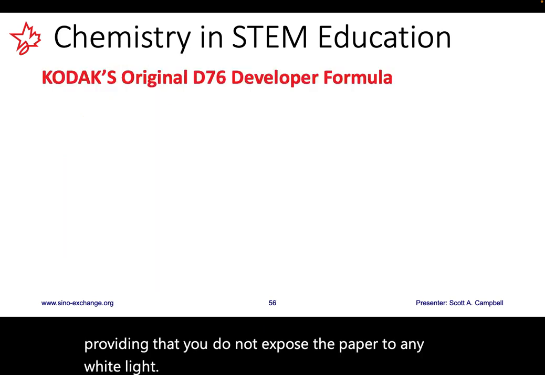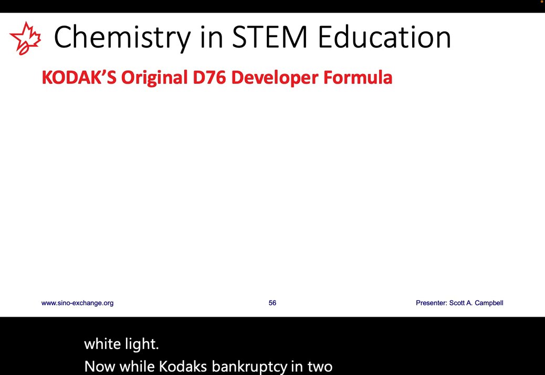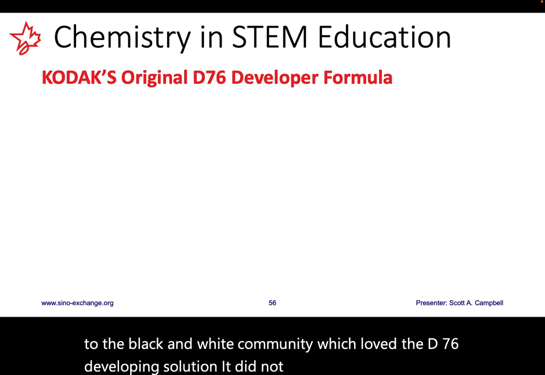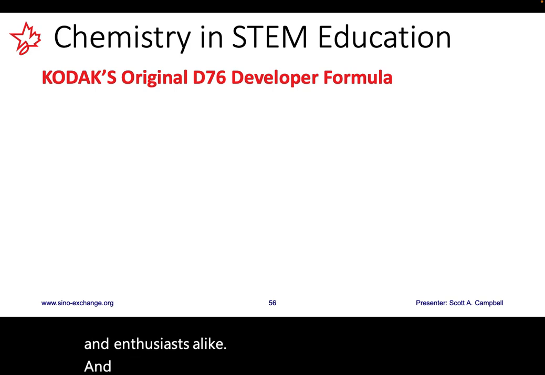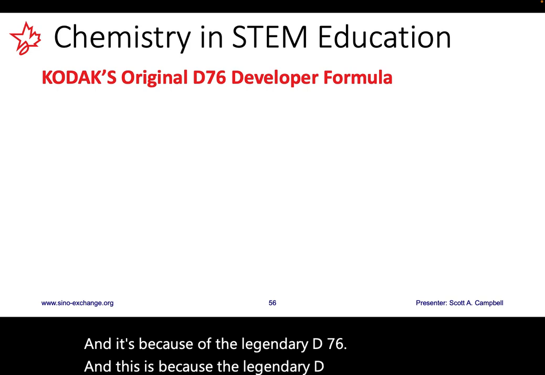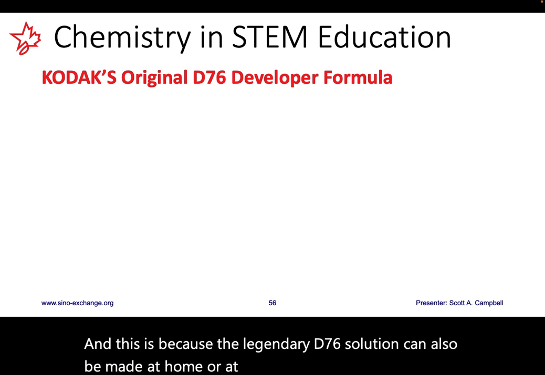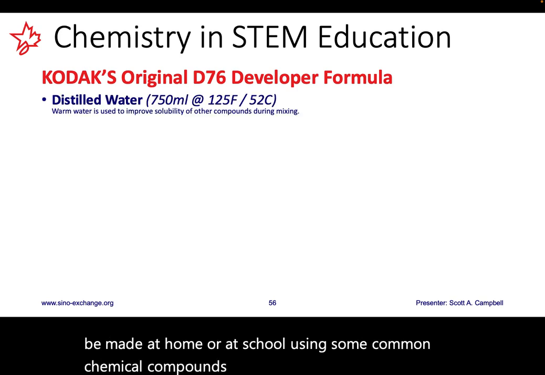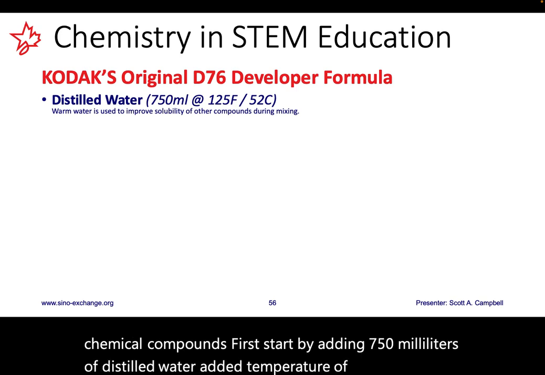Now, while Kodak's bankruptcy in 2012 was a big blow to the black and white community, which loved the D76 developing solution, it did not stop professionals and enthusiasts alike. And this is because the legendary D76 solution can also be made at home or at school using some common chemical compounds. First, start by adding 750 milliliters of distilled water at a temperature of 52 degrees Celsius.